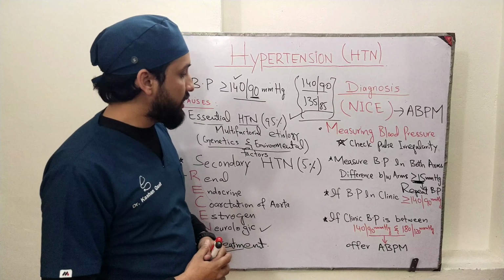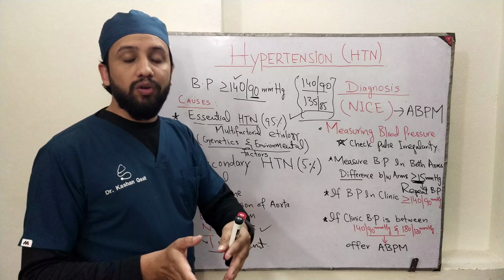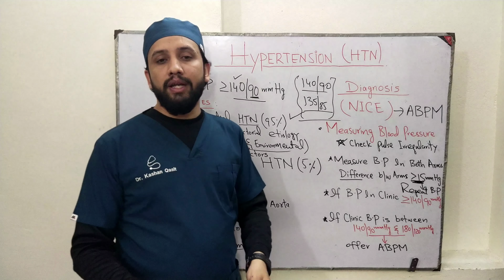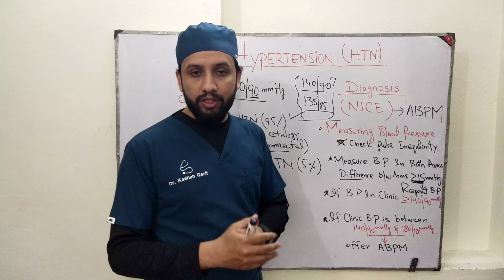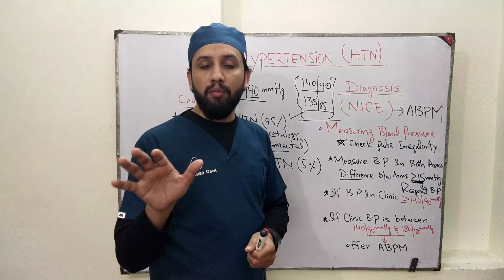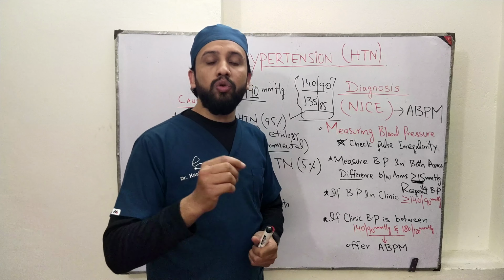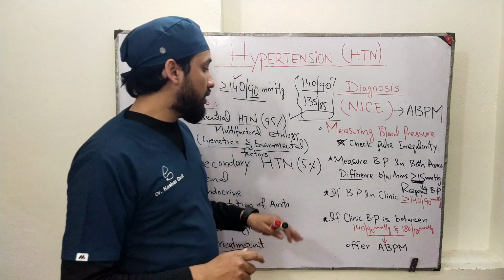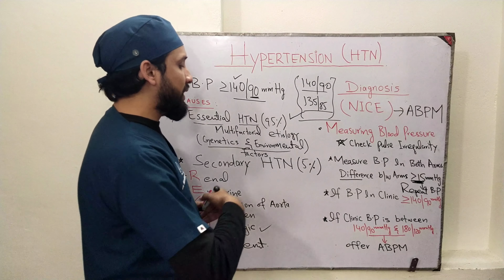The second thing here is you will look for the cause of the difference in both arms. For example, in supravalvular aortic stenosis, there is a difference in blood pressure between both arms. So always look for the cause of the difference in both arms. Now moving on to BP measurement in the clinic.